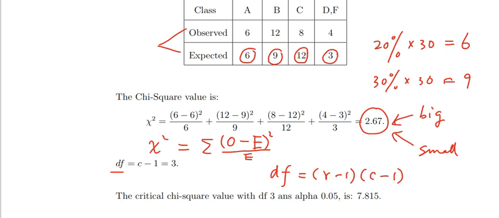Here R means the number of rows, and C means the number of columns. If we apply this formula here, our R equals 1. So 1 minus 1 times C is 4, 4 minus 1. Oh, this is okay. So this equals 0.